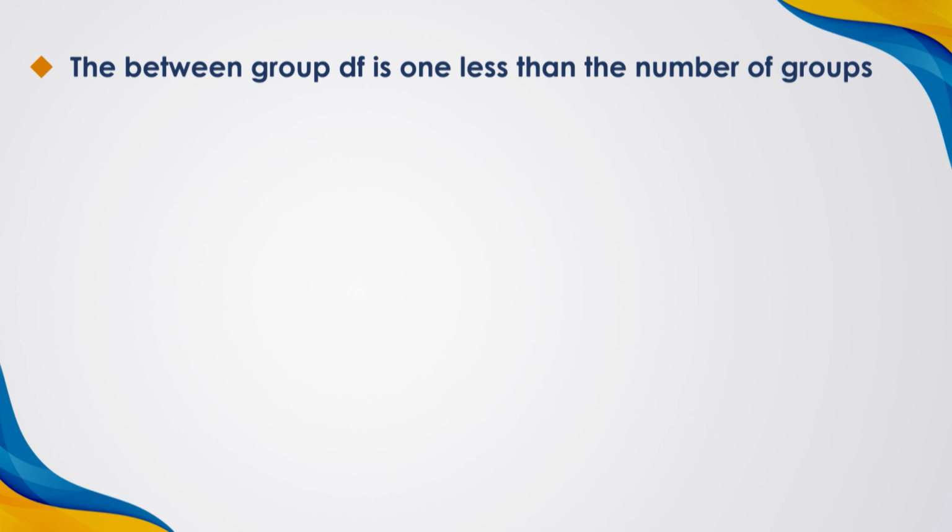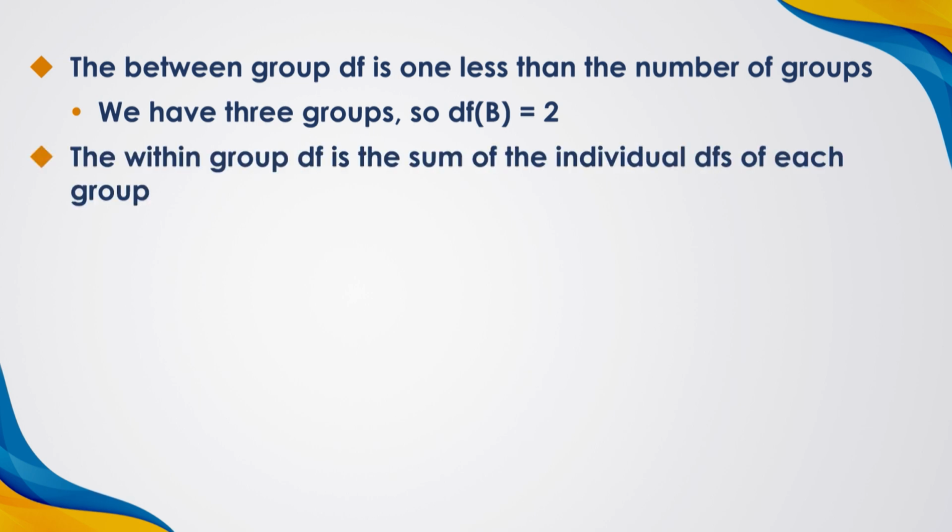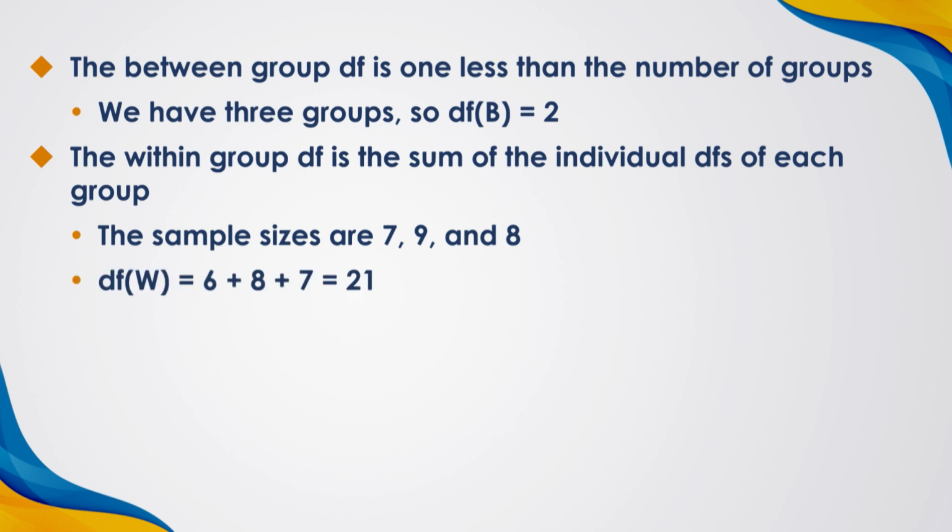So, between groups degrees of freedom is 1 less than the number of groups. We have 3 groups, therefore, degrees of freedom is 2, 3 minus 1 is 2. Within the group, we take the sum over the individuals of each group. The sample sizes are 7, 9 and 8. So, within the group, for the first sample the degrees of freedom is 7 minus 1, the second one is 9 minus 1, and the third one is 8 minus 1.